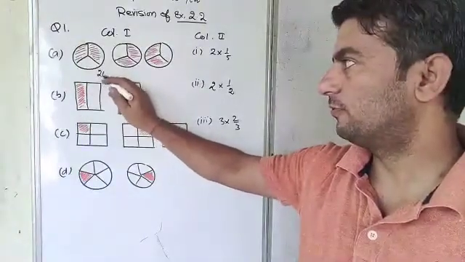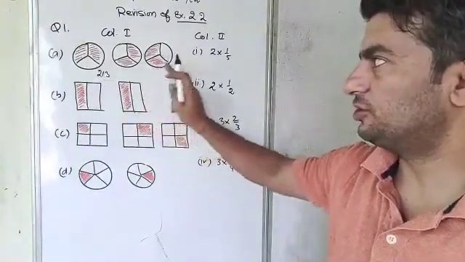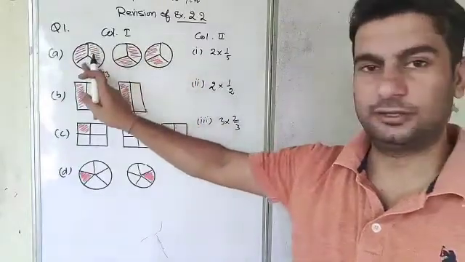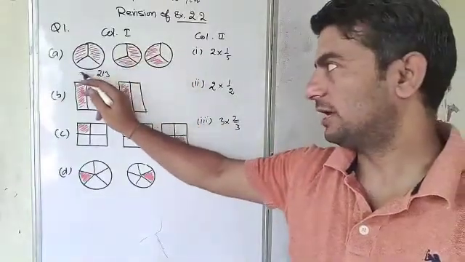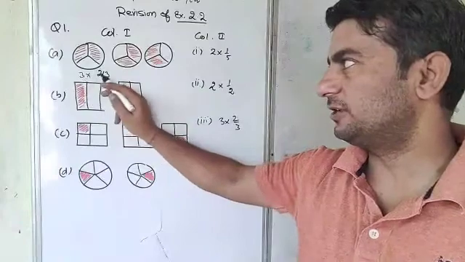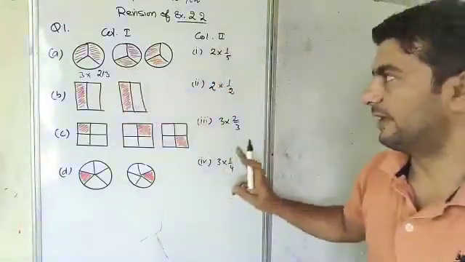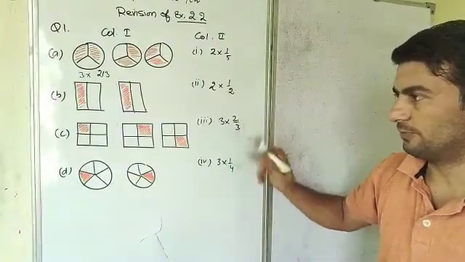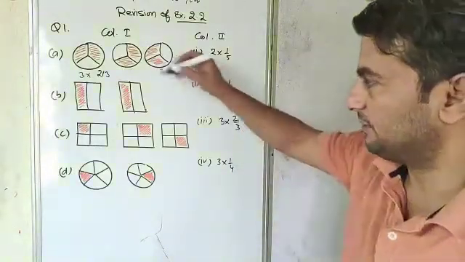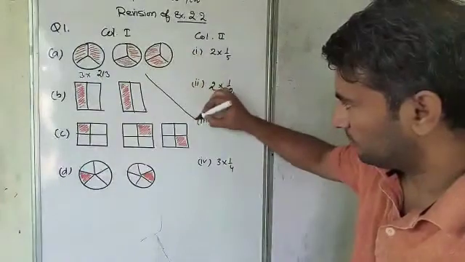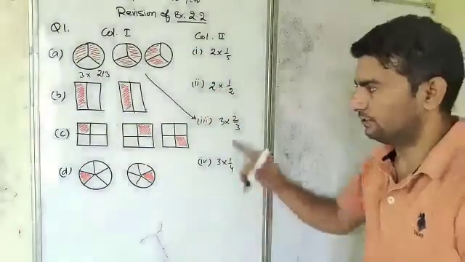2 out of 3 parts are colored in each case. 1, 2, 3, 3 units. So there are 3 diagrams, so we multiply 3 by the 2 out of 3 parts. So which represents this value? 3 multiplying 2 out of 3 parts. So it is representing the value of A, which is representing the third part.